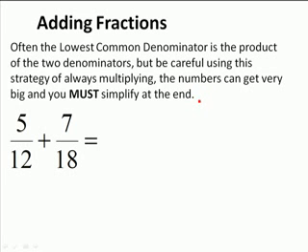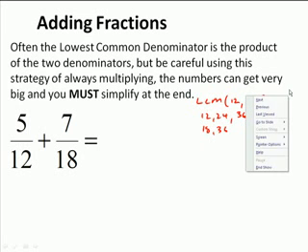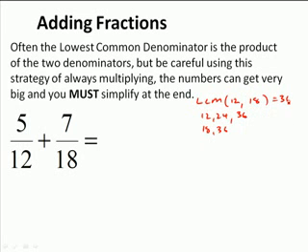So in this case, find the LCM of 12 and 18. That's 12, 24, 36, and I've already seen it, 18, 36. So the LCM is 36. So I need to make my equivalent fractions with the denominator of 36. So 5/12 I need to convert into 36ths, and 7/18 I need to convert into 36ths.